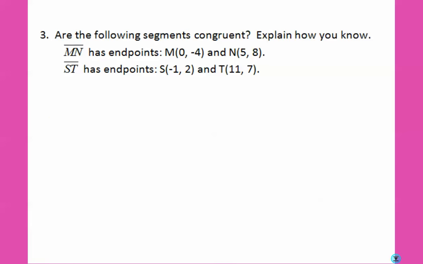Our last problem for today. Are the following segments congruent? Explain how you know. MN has endpoints M at (0, -4) and N at (5, 8). And segment ST has endpoints at point S at (-1, 2) and point T at (11, 7). So we are going to need to do the distance formula twice. So I'm going to do MN over here, and I'm going to do ST on this side.